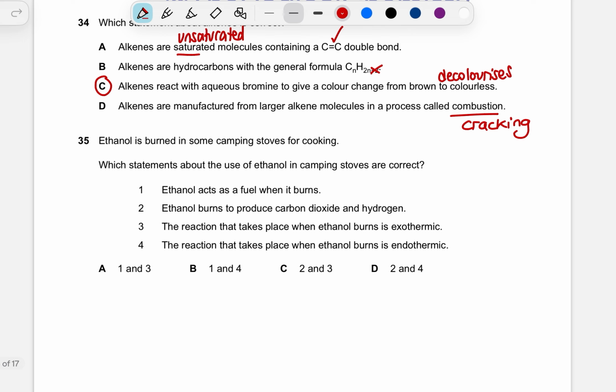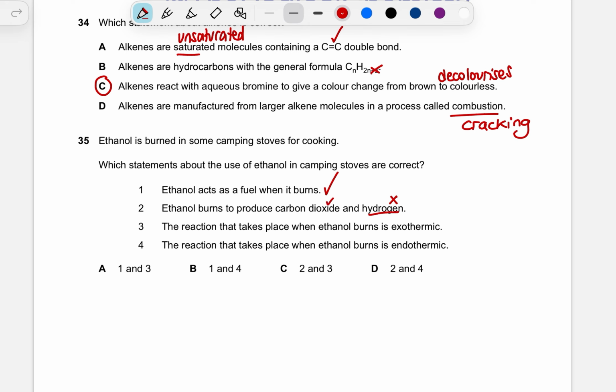Next, ethanol is burned in some camping stoves for cooking. Which statement about the use of ethanol in camping stoves are correct? Ethanol acts as a fuel when it burns. Yep. It burns to produce carbon dioxide and hydrogen. Well, hydrogen is incorrect. It would be water. Carbon dioxide is correct though. So that would be wrong.